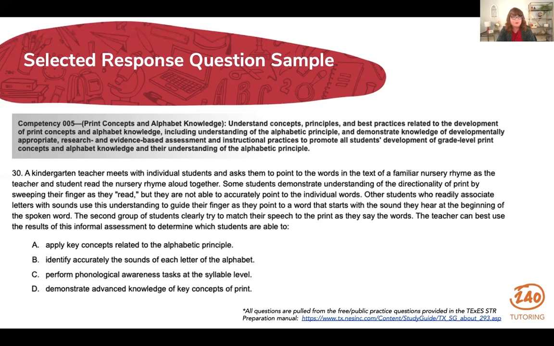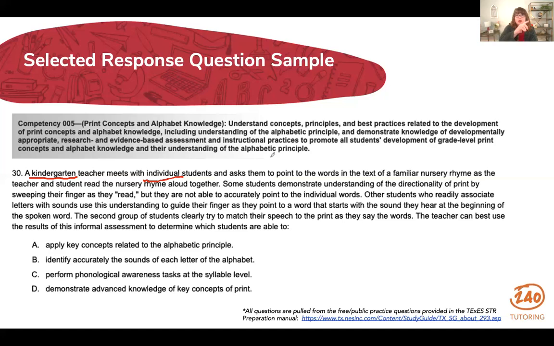So there was a lot of text here. So I'm going to note a few key things here. We are looking at kindergarten. We are looking at individual students. And this first group, it says some are able to just, they know their finger's supposed to move this way as they read, but their finger's not actually identifying words as they read.